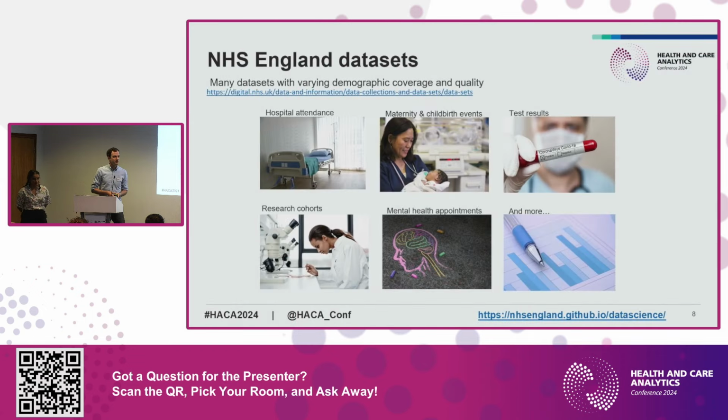In NHS England, we have many data sets, and they have varying demographic coverage and quality. And these have patient records, which need to be linked across the different data sets in order to support publications, research studies, and longitudinal studies. So examples of the data sets are hospital attendance, maternity and childbirth events, test results, research cohorts, mental health appointments, and there are many more data sets that we have.